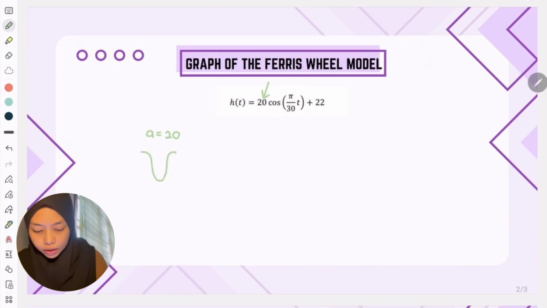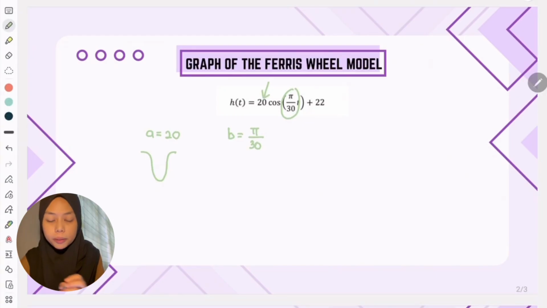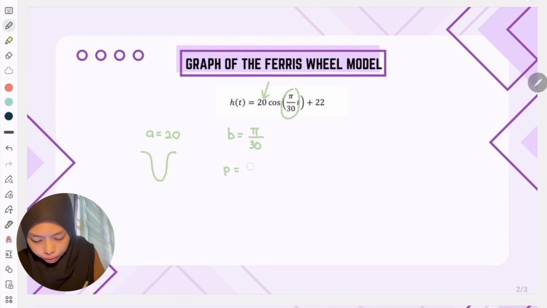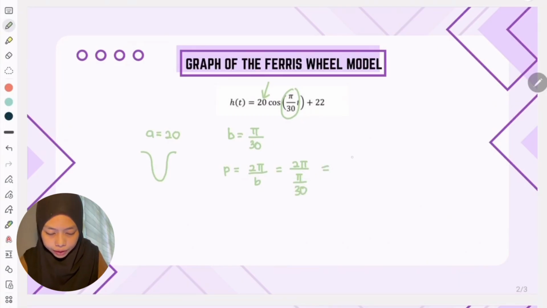Now let's find our B. For B, we could see that our B is pi over 30. Now what does this mean? This means that we need to find the period. For the period, we just substitute the B value into the formula: 2 pi over B, which is pi over 30, and the period will be 60.